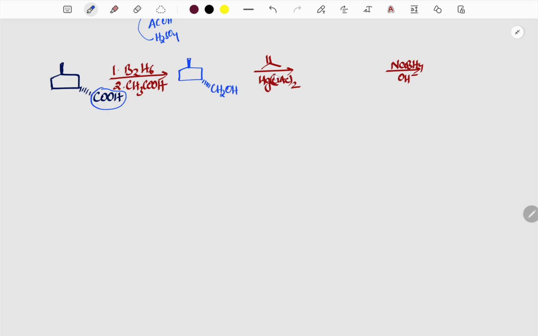Now this alcohol is treated with the alkene in the presence of mercuric acetate. So the alkene reacts with the mercury and forms the corresponding three-membered ring. Now this alcohol nucleophile attacks at the tertiary carbon, and ring opening takes place. So it is our corresponding product.